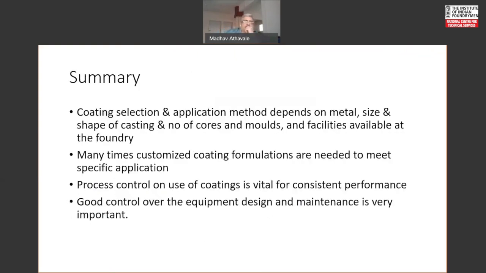So in summary, coating selection and application methods depend on the metal being cast, the size and shape of the casting, the number of molds and cores to be made, and the facilities which are available in the foundry. Many times customized coating formulations are needed to meet the specific application requirements. Process control on use of coatings is vital for consistent performance. Good control over the coating equipment design and maintaining its hygiene and good working is very, very important.